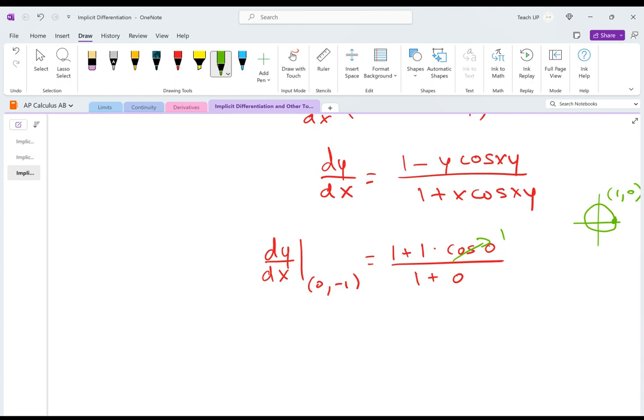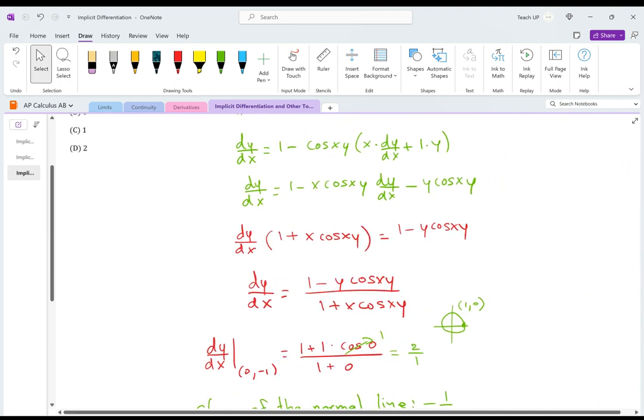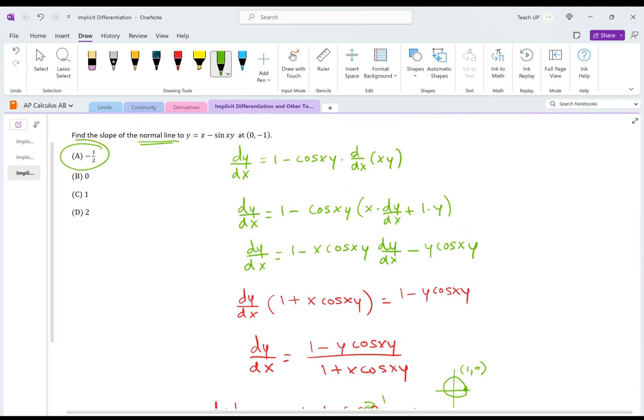That means dy/dx at the point (0, -1) is just going to be 1 plus 1, which is 2, divided by 1. And the reason I wanted us to remember is that we're finding the slope of the normal line. So the slope of the normal line is not the slope we just found, but rather its negative reciprocal. So it's going to be -1/2. Therefore, our answer here is -1/2.